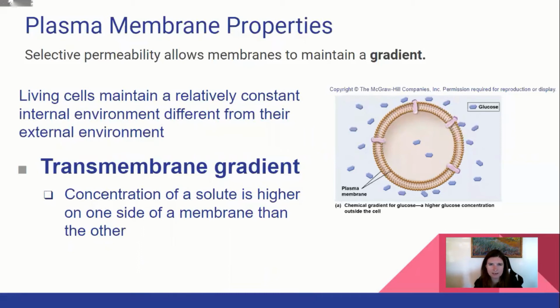So we call this difference in concentration, or later when you get to future courses, you'll see that we'll also think about differences in charge of the fluids on either side. But for now, we're thinking about concentrations. We call this a transmembrane gradient. So there's a transmembrane gradient if we have a higher concentration, so more of something, on one side of the membrane than on the other.